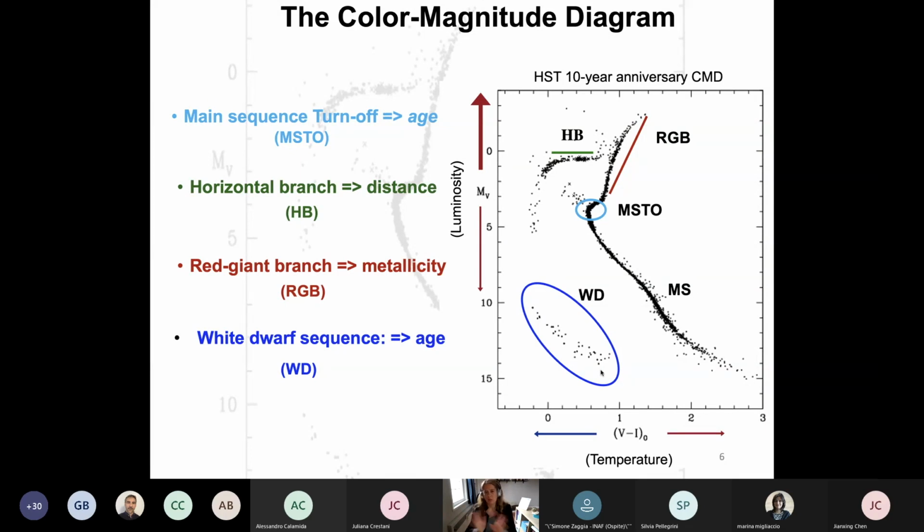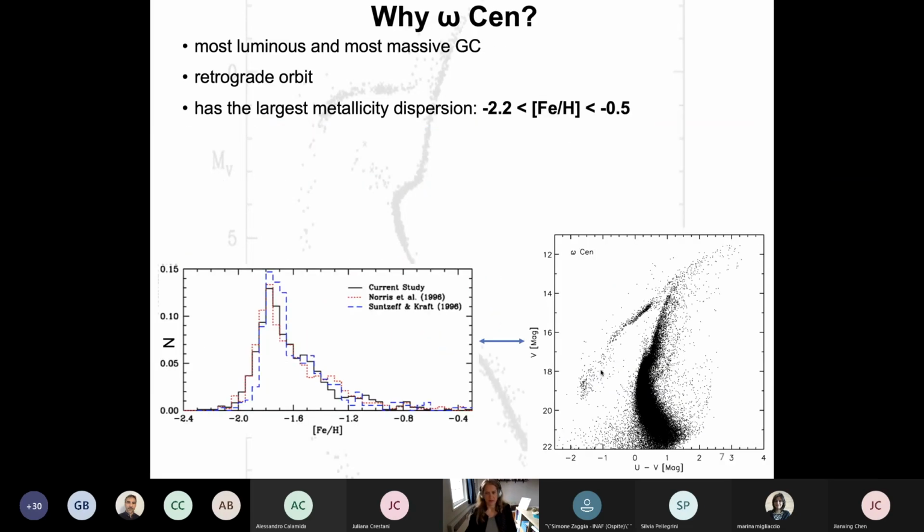So as you can see, the color magnitude diagram is an amazing tool to understand stellar populations, in particular, in this case, the low mass stellar populations that we have in globular clusters. And why did I decide to study Omega Centauri? Good question. I started studying Omega Centauri in 2003, so many years ago, when I started my master's degree thesis.